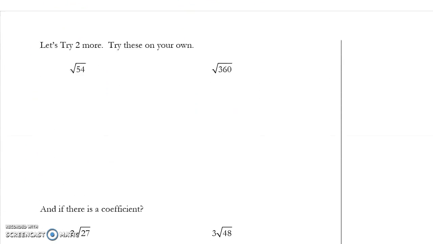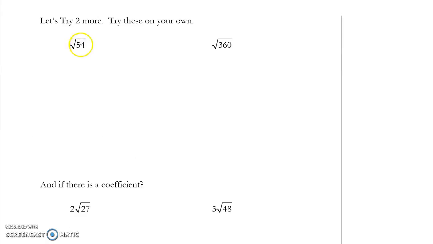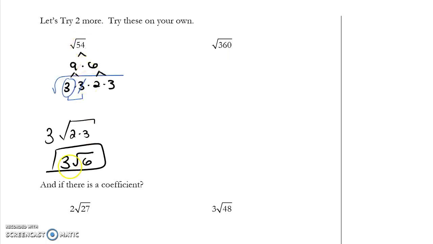Okay. I want you guys to press pause and try square root of 54 and square root of 360. Unpause when you're done. So square root of 54 should simplify to 3 square root 6. It doesn't matter how you get there, but you should have 3 3's and a 2. A pair of 3's match up. You don't have any other pair of numbers, so anything left over stays inside.